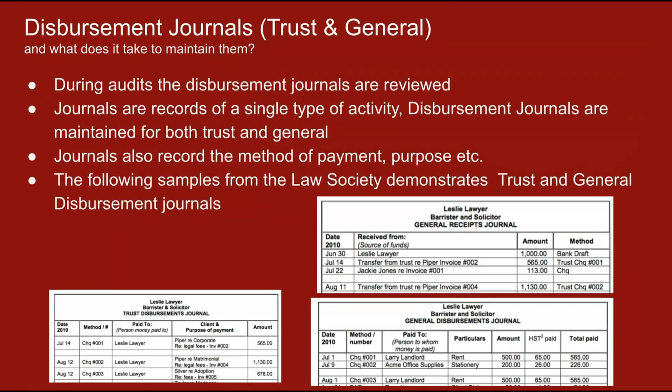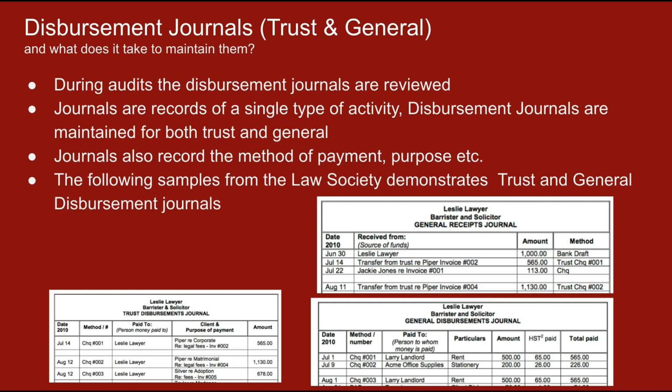There are, like I said, 2 types of ledger, 4 types of journals. Now, the 4 types of journals are trust receipt journal, trust disbursement journal, general receipt journal, general disbursement journal. Now, these are very important for an auditor. Journals are, like I said, not the high-level view. It's even more into a specific type of an activity. So journals are the record of every receipt and payment.